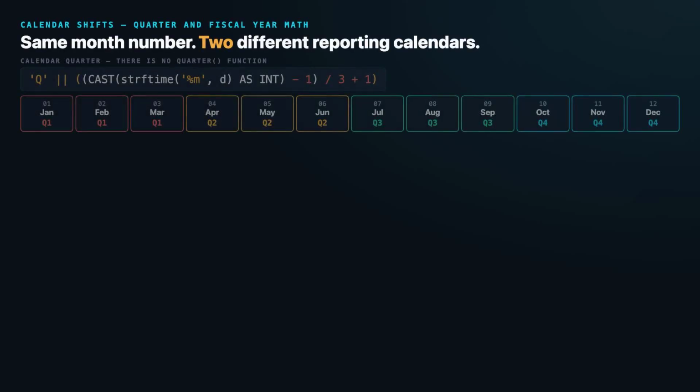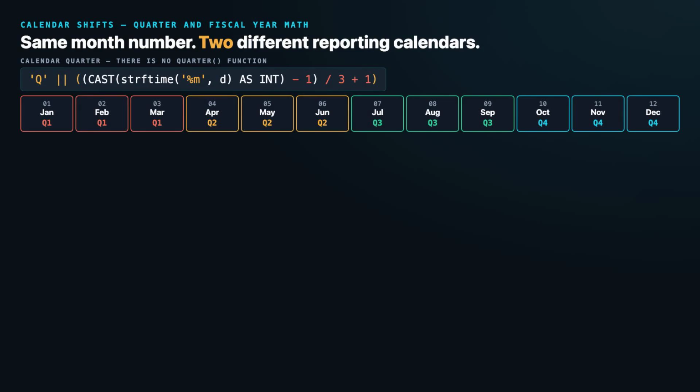Most companies do not run on a January through December fiscal year. UK companies often use April through March. The math is the same in every case. Shift the month, then handle the year.